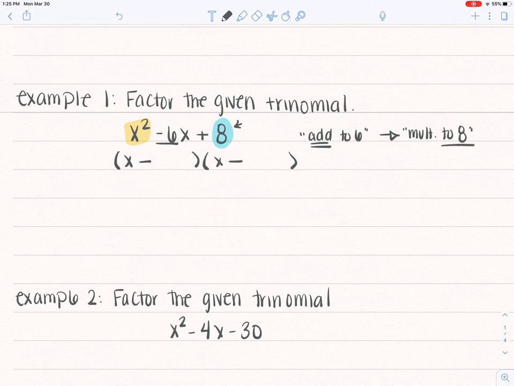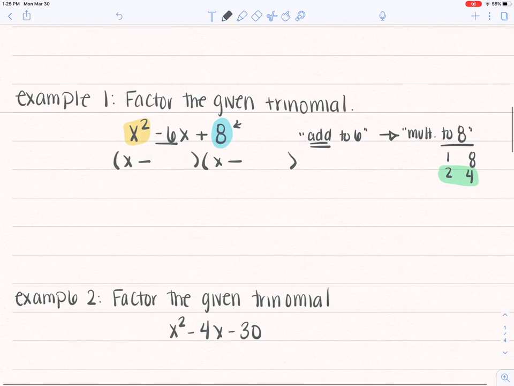So I'm going to look for all my numbers that multiply to 8. Once I find my list of factors of 8, then I can go back and see which two of those will add to 6. And you can see right here, 2 and 4 will add to 6. Well, because I need negative 6, I'm going to go ahead and fill in negative 2, negative 4.